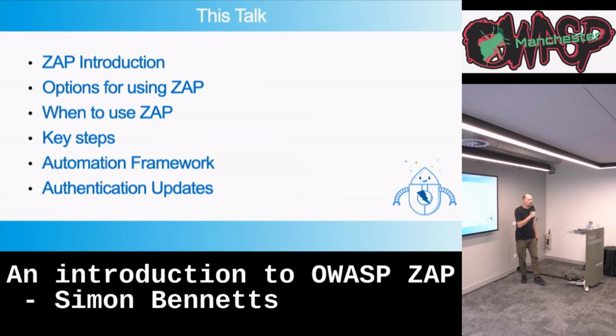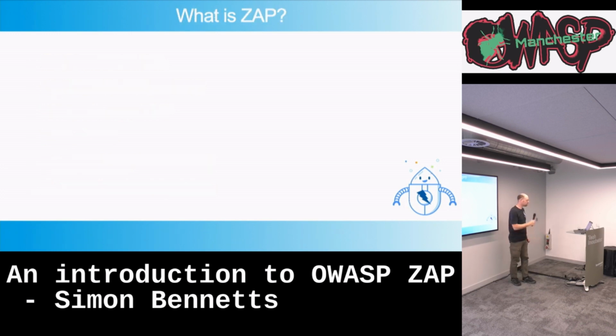So in this talk, I'm going to give an introduction to ZAP. I'm going to talk about the options for using ZAP, when to use it, some key steps, and then I'm going to talk about some of the newer stuff like the automation framework and authentication updates. Now, if you've got any questions, shout out as we go along. I'd much rather make things clear early on rather than have you confused from the start to the end. Shout out and let me know and I'll wander around with the mic.